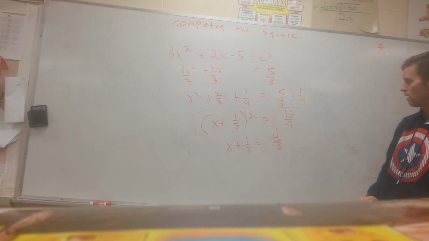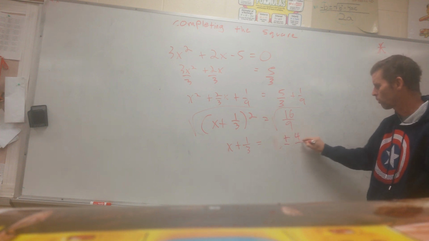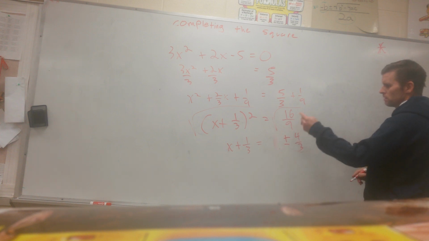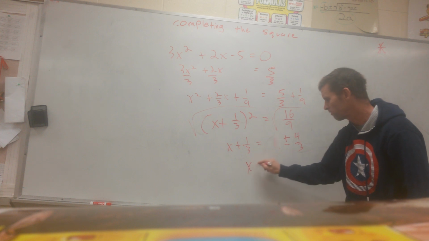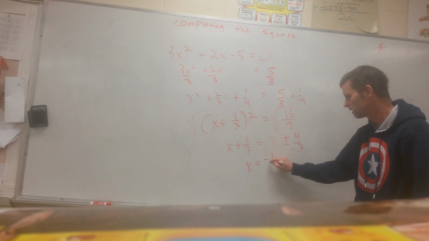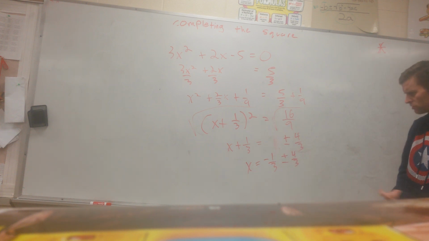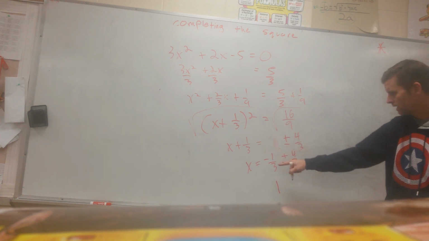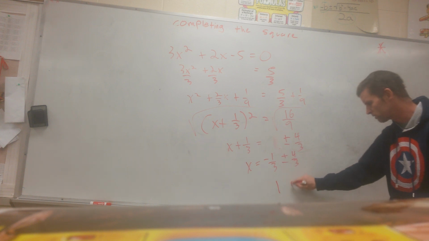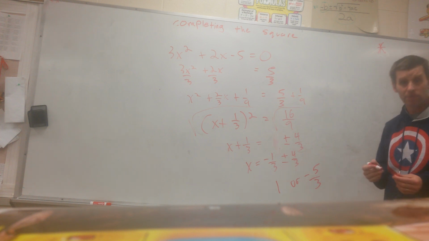But remember, it's the positive or negative 4/3 because negative 4/3 times negative 4/3 is still 16/9. I'm going to fling my 1/3. I get negative 1/3 plus or minus 4/3. Then I just do the math. Negative 1/3 plus 4/3 is 3/3, which is 1. Negative 1/3 minus 4/3 is negative 5/3. Okay, that's completing the square.